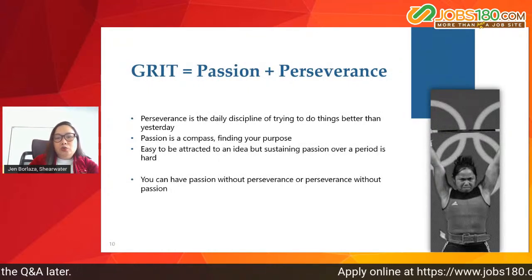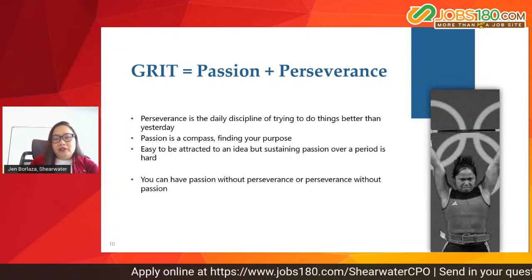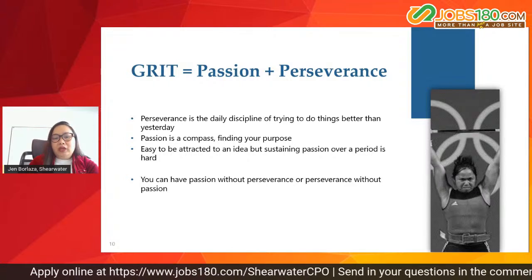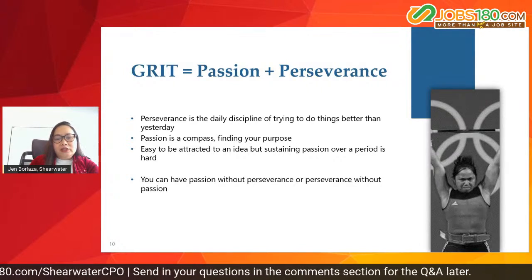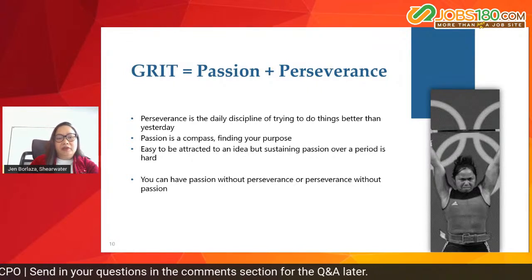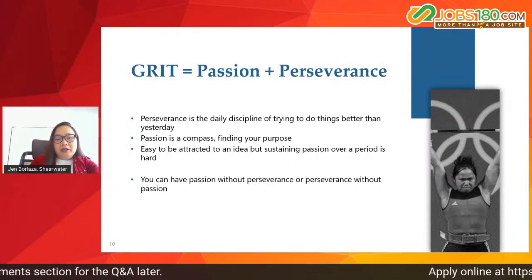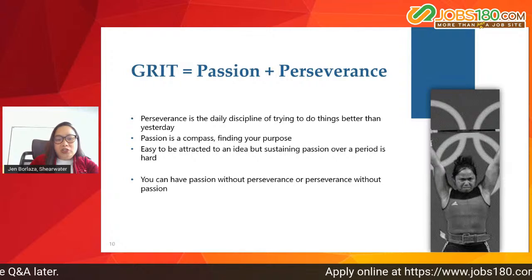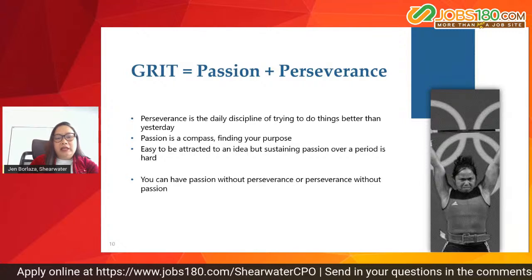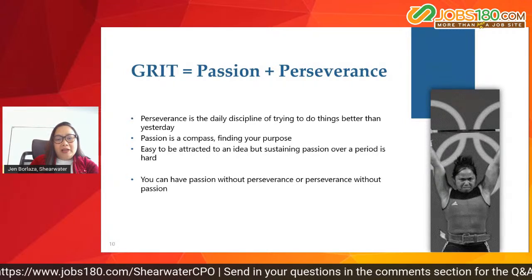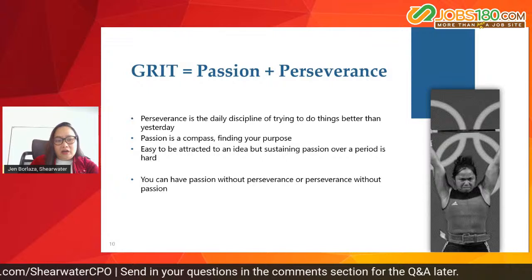So grit has two components. That's passion and perseverance, right? You can have passion without perseverance, or perseverance without passion, right? Perseverance is a daily discipline of trying to do things better than yesterday. Passion is a compass and finding your purpose, right? And sometimes it's easy to be attracted to an idea, but sustaining that passion over a period is hard, right?